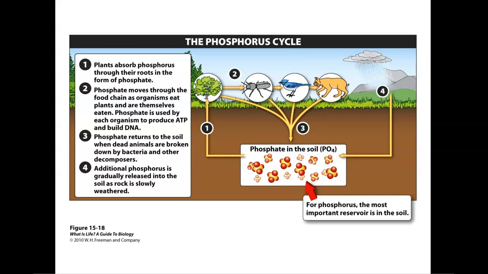Phosphates then are going to be returned to the soil when dead animals are broken down by bacteria and other decomposers. Additional phosphorus is gradually going to be released into the soil as rock is slowly weathered.